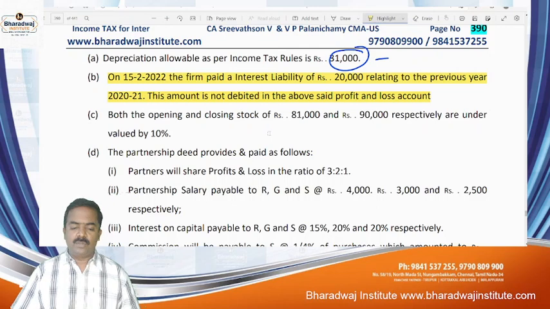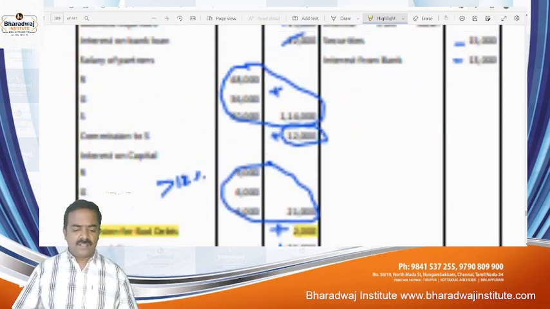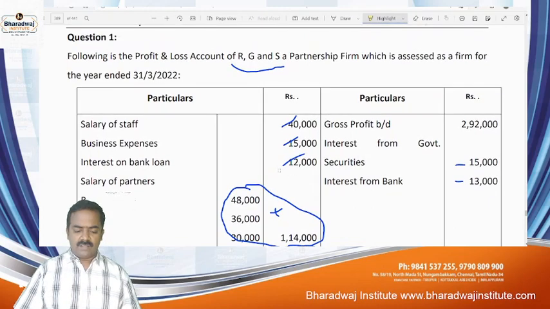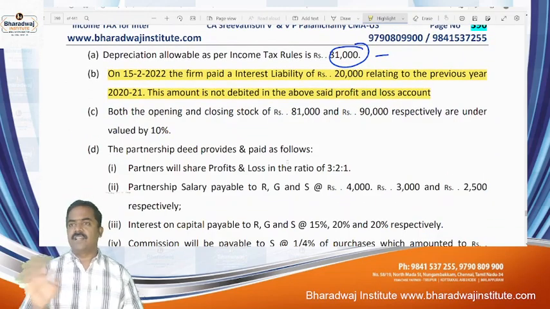On 15/2/2022, the firm paid an interest liability of 20,000 relating to which year? Previous year. This is not debited in the above said P&L account. Allowed, disallowed. This is not debited to P&L account. Otherwise, this interest on bank loan, clear. This one and the adjustment given are not related. Nothing is debited to P&L account.